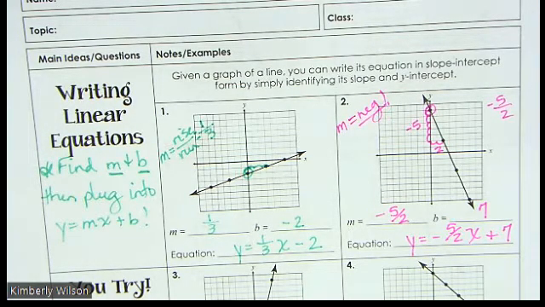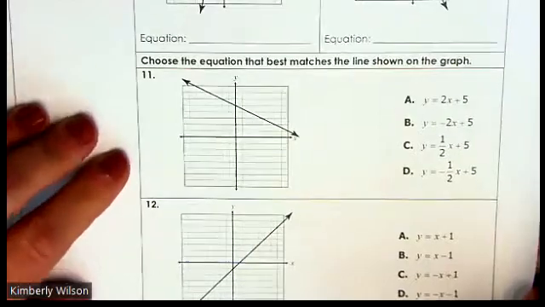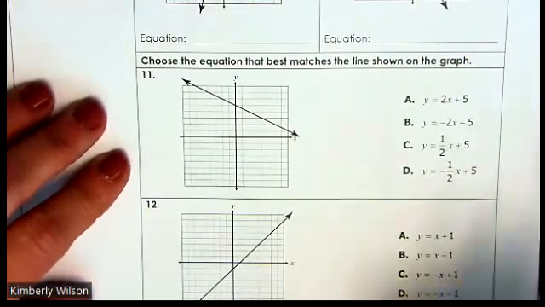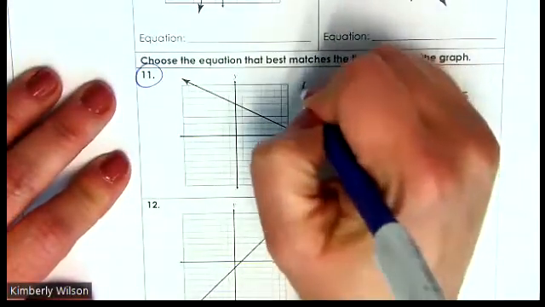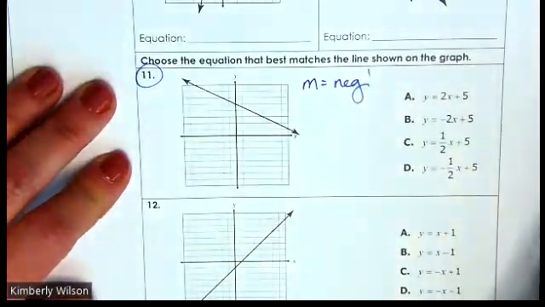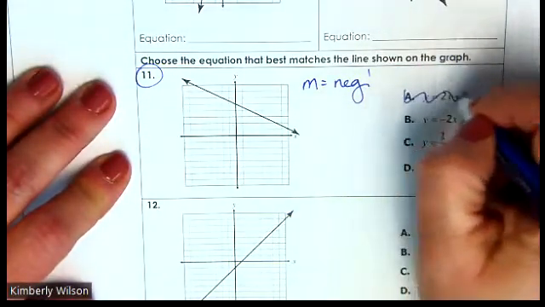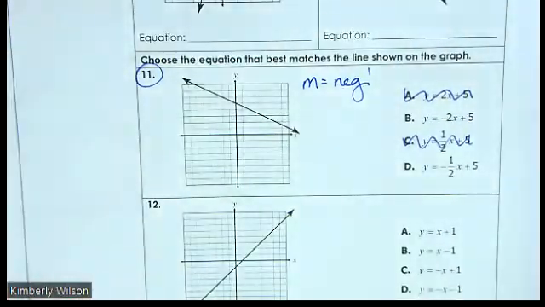Okay. Moving right along, let's jump on down to number 11, where now we've got to pick out which graph matches. Okay, well, first off, if I'm looking at this, I know that my slope has to be negative. Well, that means that eliminates A and C just based on that. So I've got it down to a 50-50 shot now, okay?